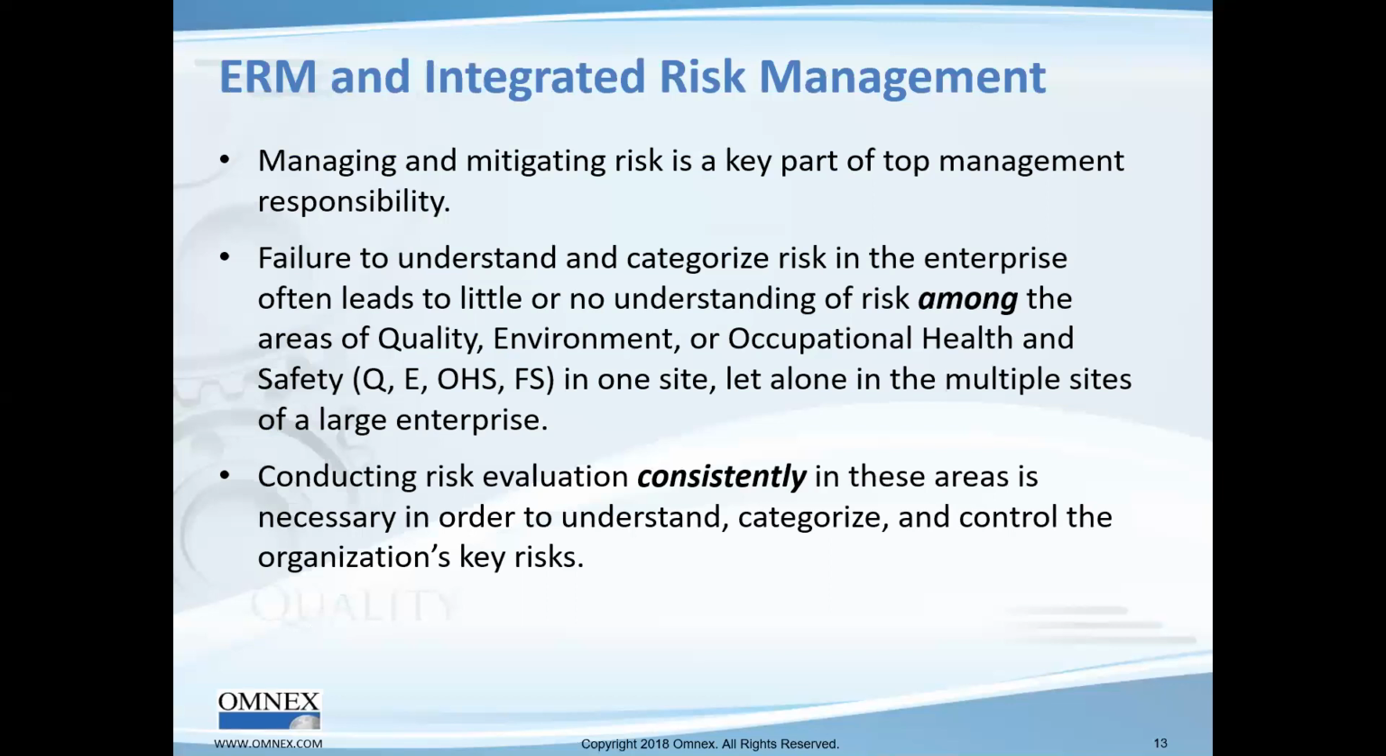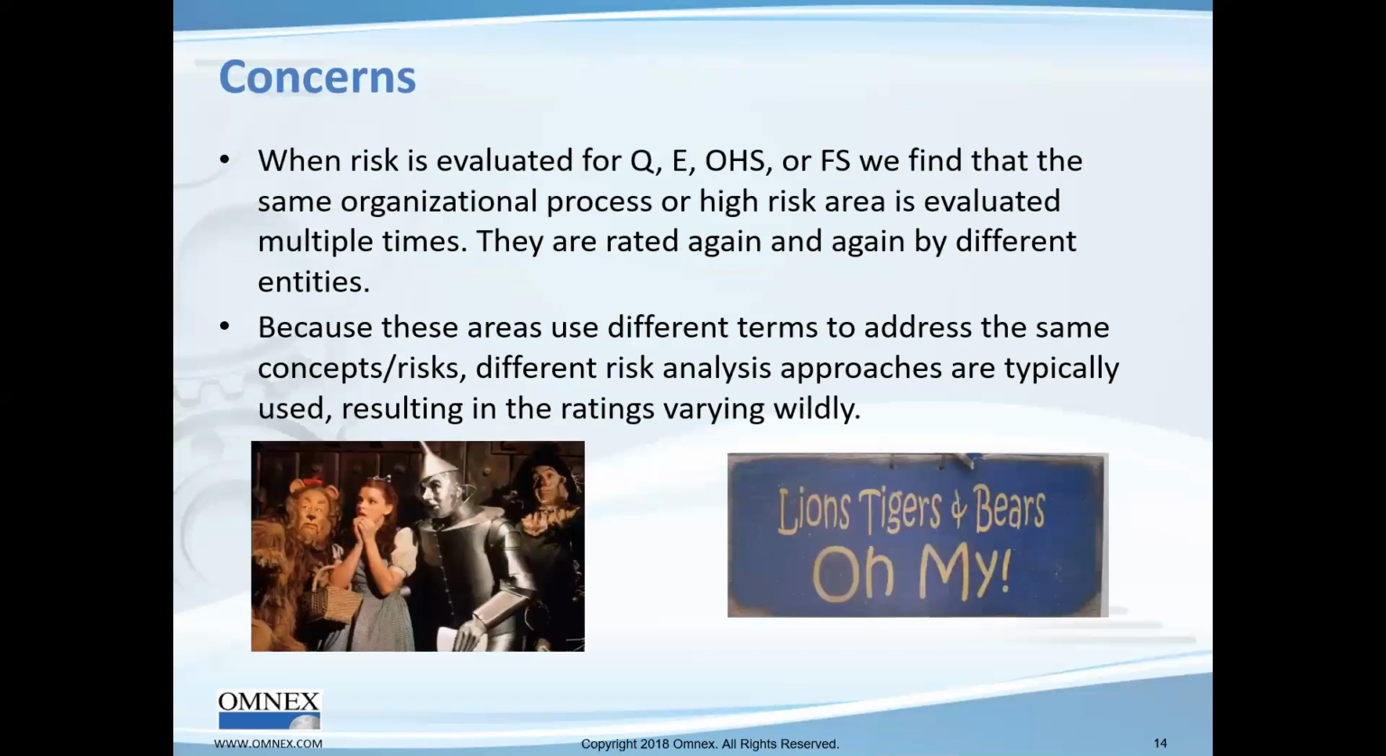So we talk about the process model for organizations, and we have the flow down of requirements. But with that flow down of requirements is a flow down of risk. Now, there are some concerns. The concern is that when risk is evaluated for any particular area, we find that the same organizational process or high-risk area is evaluated multiple times. And we'll show an example of that shortly.